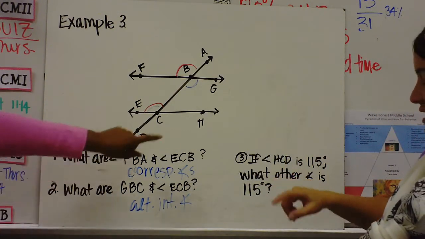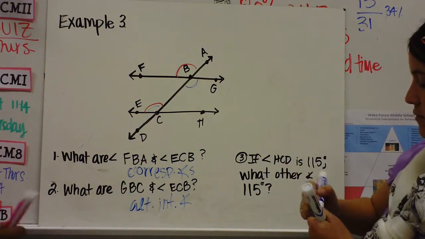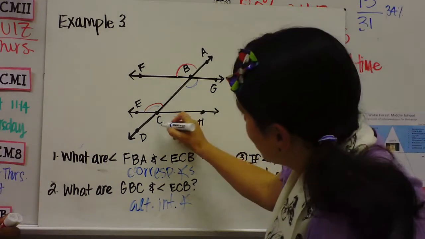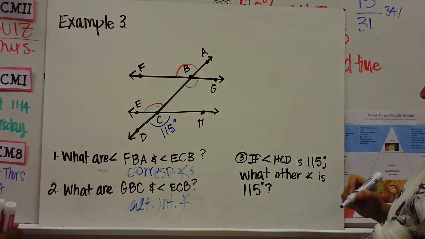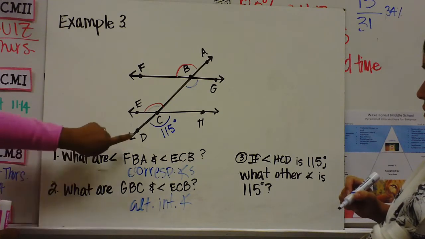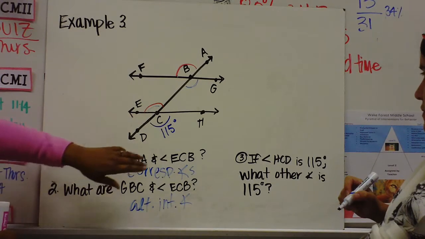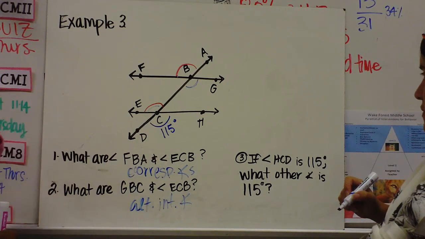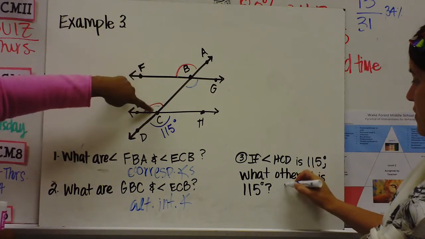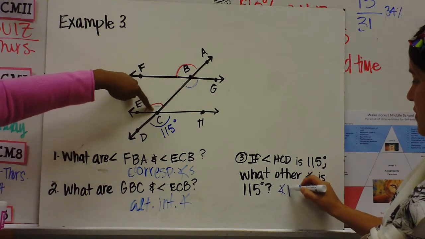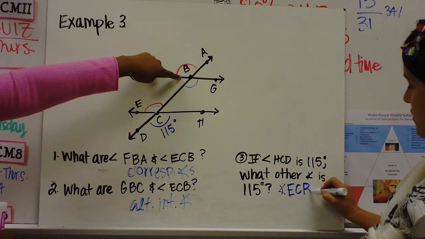All right, if angle HCD is 115, what other angles are 115? So if this is angle HCD, the first thing we can do is do vertical angles because we know they're congruent. So this angle here would be 115, and this is angle ECB.